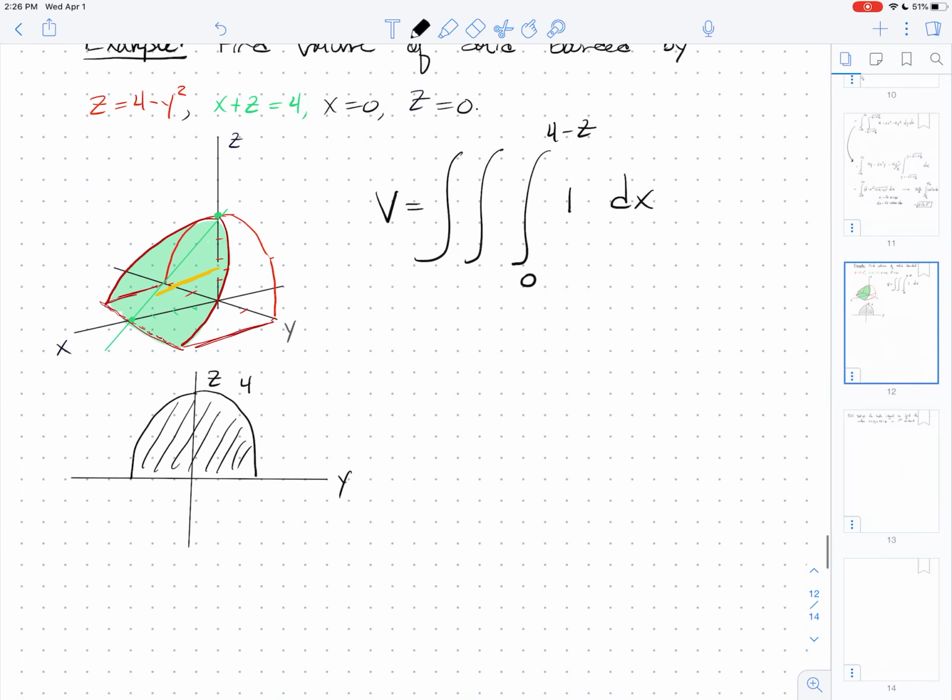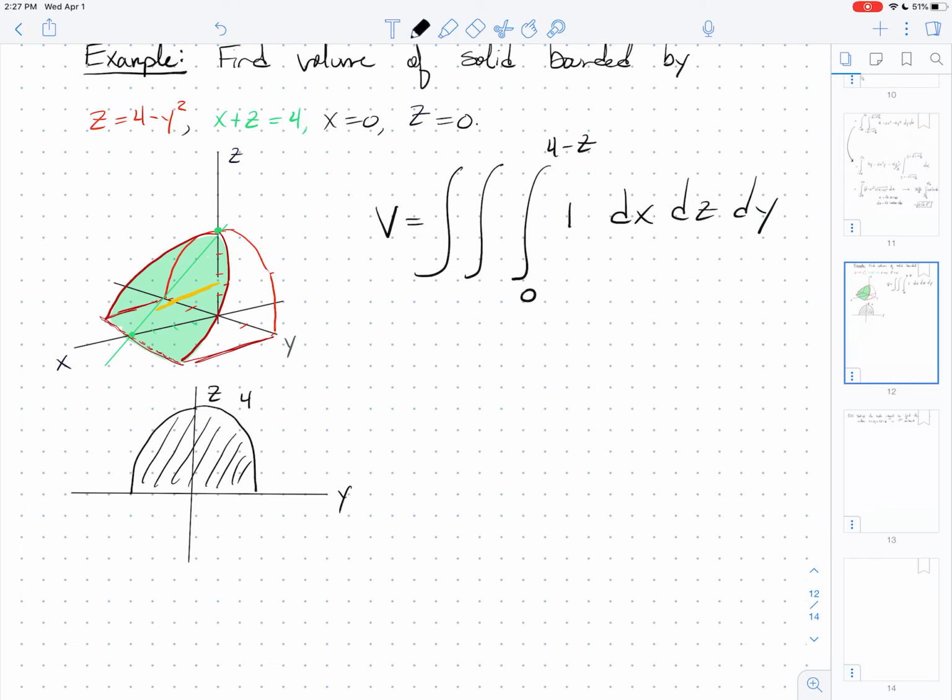You can do dy dz or dz dy. You're going to look at this projection. I can tell you right away, I want to cut it vertically. So I'm going to cut this thing vertically along the z-axis. So next one is going to be dz and then dy. Z goes from 0 up to this equation. This equation is just 4 minus y squared. So z goes from 0 to 4 minus y squared, and then y goes, just solve z equals 0, and you get plus or minus 2. So y goes from minus 2 to 2.